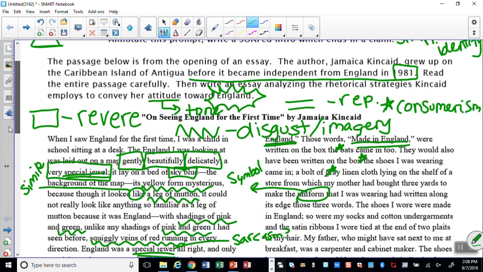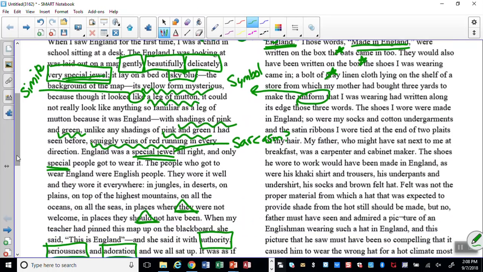Making sure it follows our key. Okay, good. All right. So were the socks? They were also made in England, so I'm going to star them. Cotton undergarments and satin ribbon. Everything was made in England. It was all uniform. They wanted to be English.